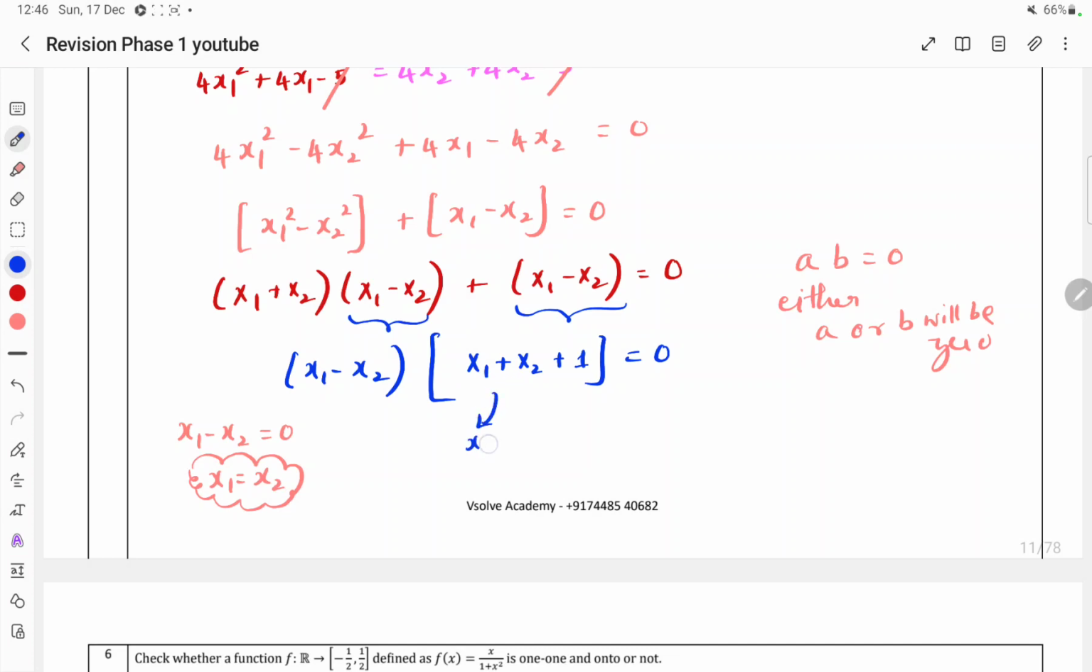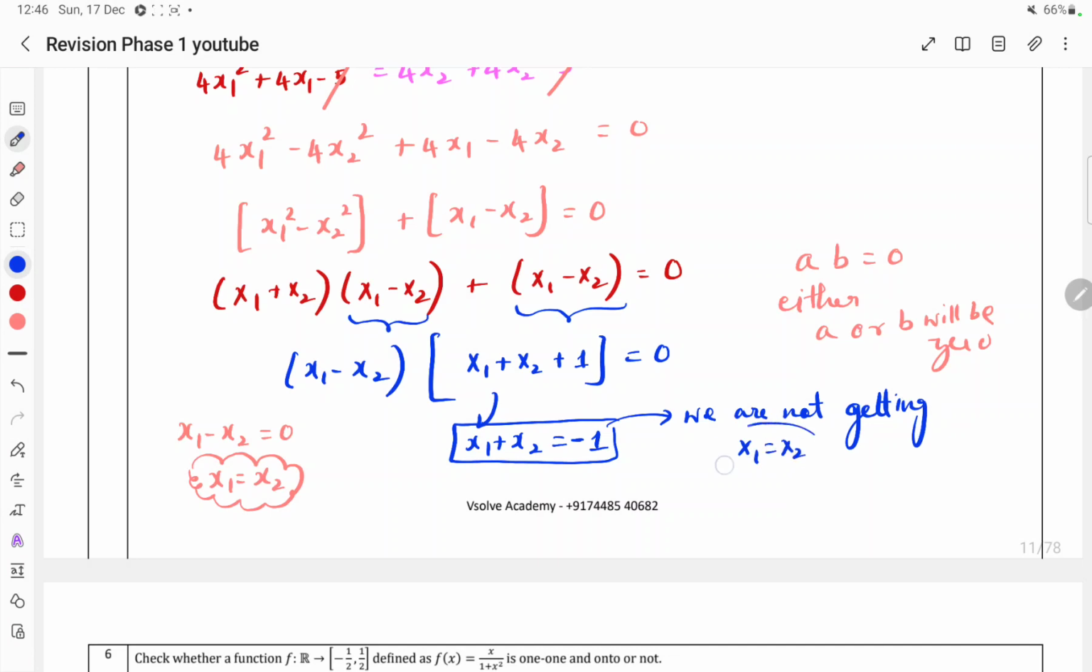So from here, x1 plus x2 equal to minus 1, which means we are not getting x1 equal to x2 from this.